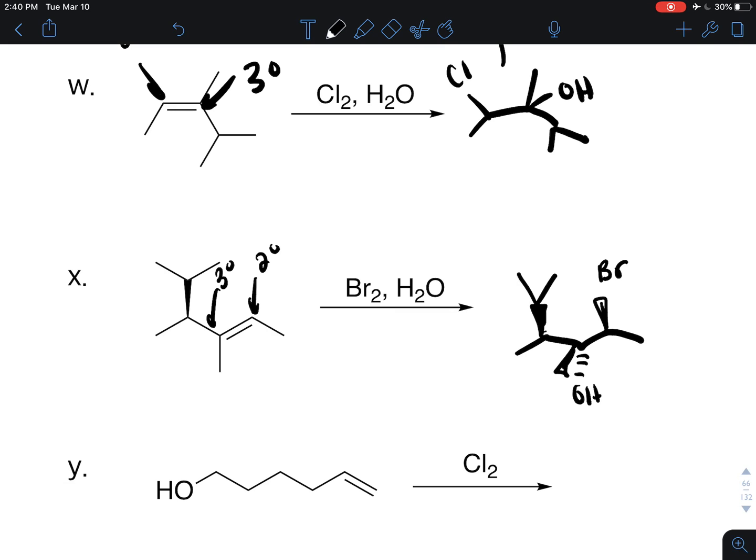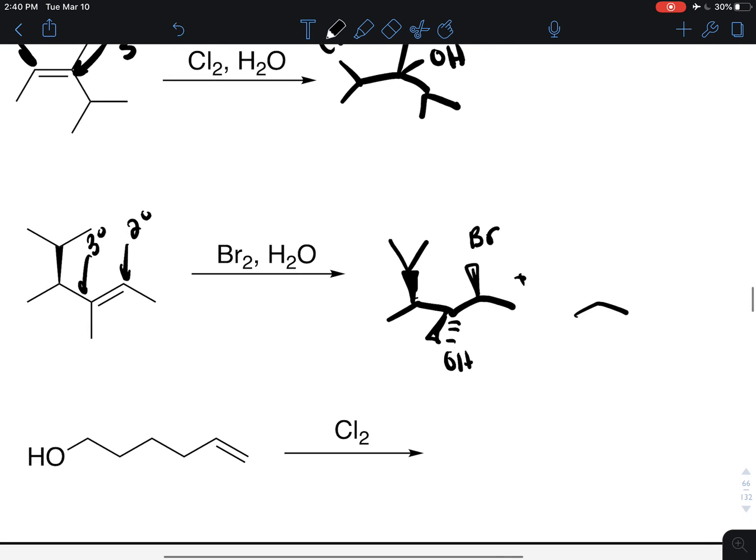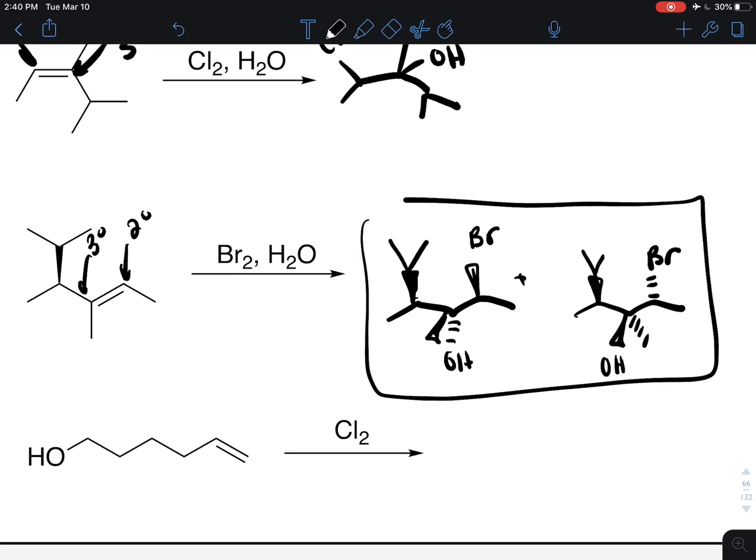And I'm sorry, there was also a methyl here. And also, if that bridge was on a dash configuration, that would give us a dash bromine there, a wedged hydroxyl, and a dash methyl. Okay, so those would be the two structures there.